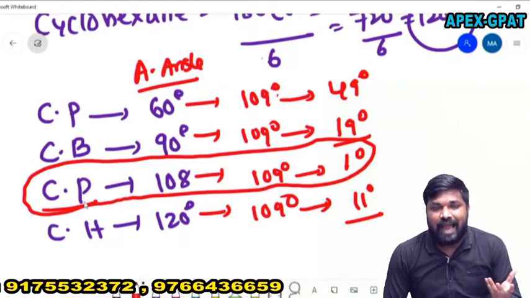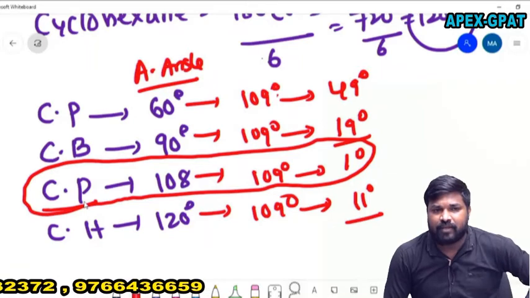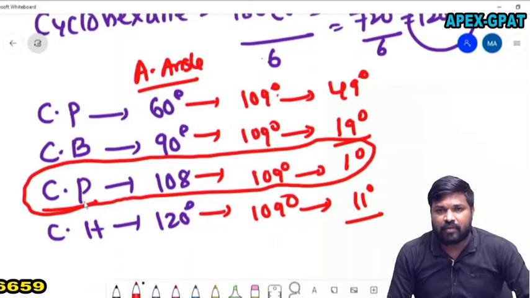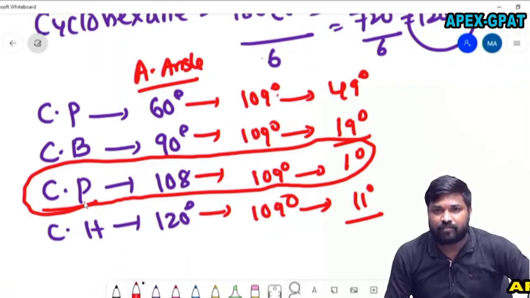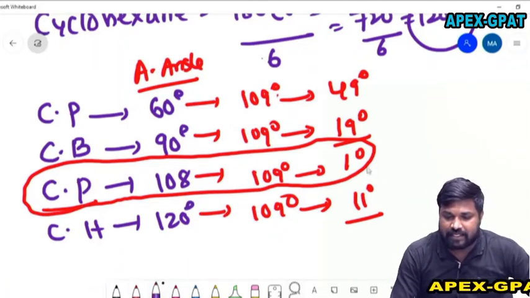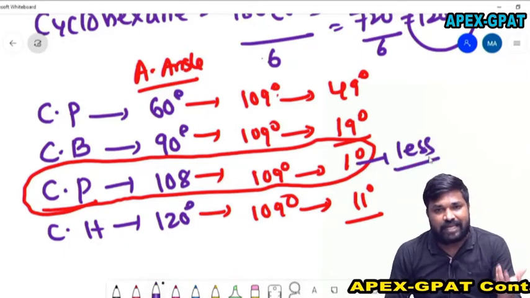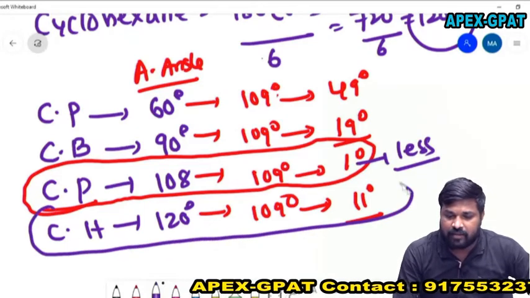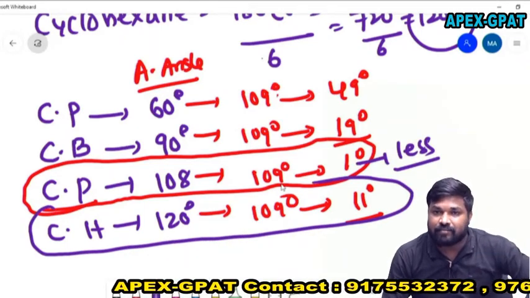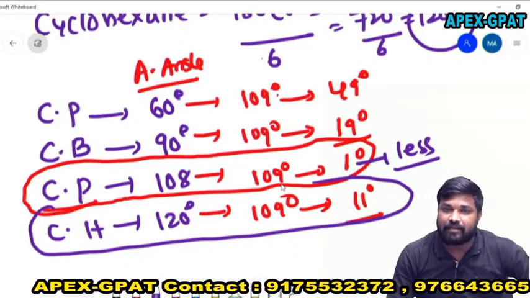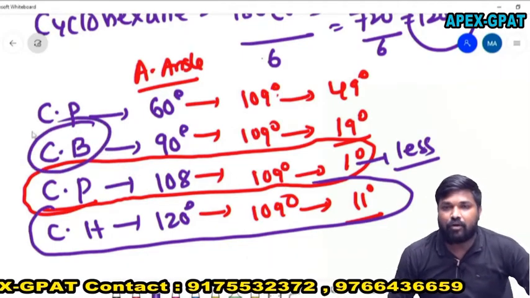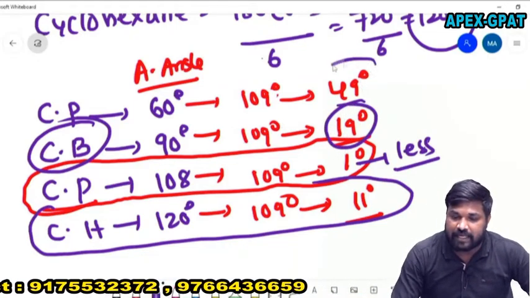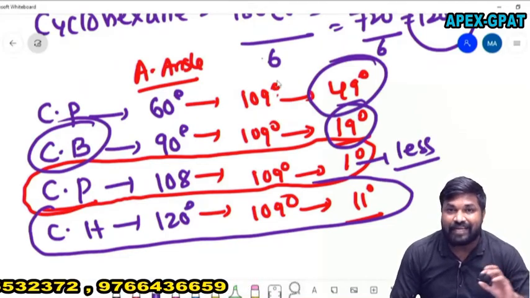So the angle strain is very low here. Less angle strain means more stable, so cyclopentane will be the most stable. After that, cyclohexane, with an angle strain of 11 degrees. After that, cyclobutane, angle strain 19 degrees, followed by cyclopropane, angle strain 49 degrees.